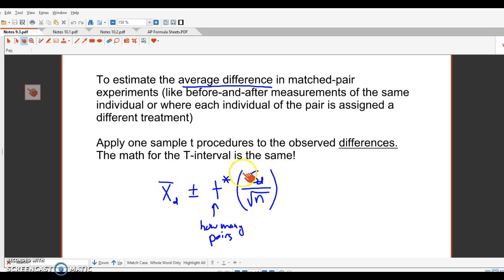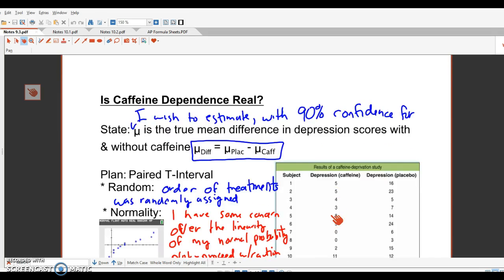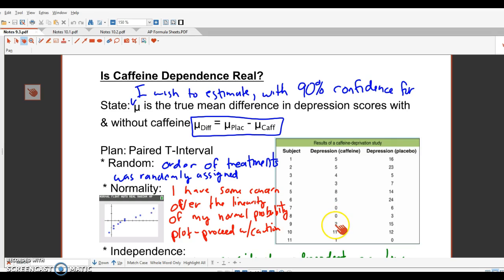I'm going to find the deviation of the difference. I'm going to find the t star based on the degrees of freedom with the number of pairs minus 1, not how many numbers do I have, but how many pairs did I have minus 1. And then same thing with my sample size. It's not how many numbers do I have total, it's how many pairs of numbers do I have that I calculated in differences. So here's the fleshed out version of the caffeine dependence.